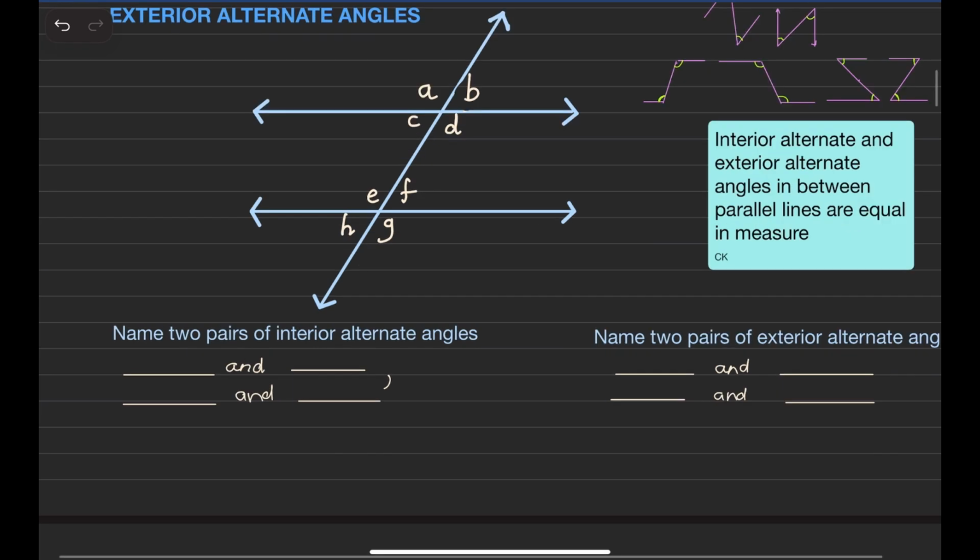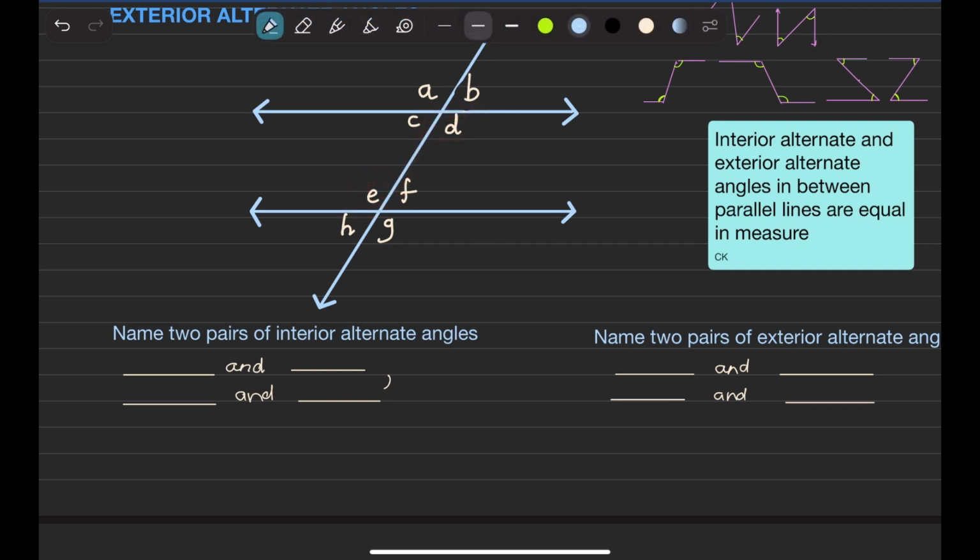Okay, so now they have asked us to name two pairs of interior alternate angles and two pairs of exterior alternate angles. Come on, we'll quickly do this. Interior alternate. So this is our Z. Interior alternate means inside: C and F, and the other interior alternate is D and E. These are interior alternate.